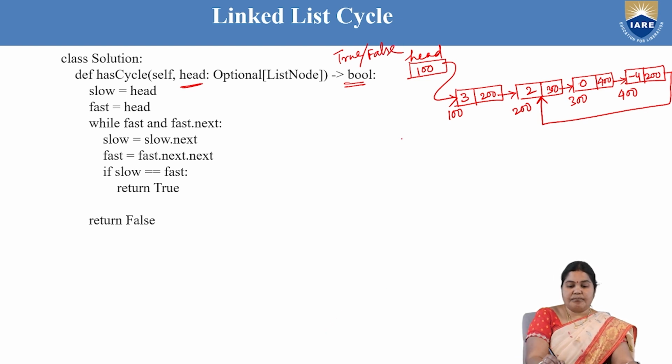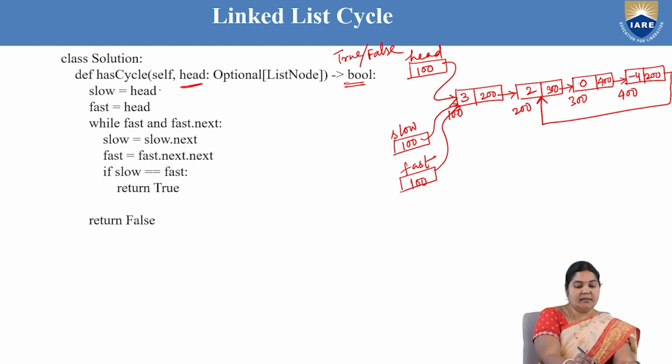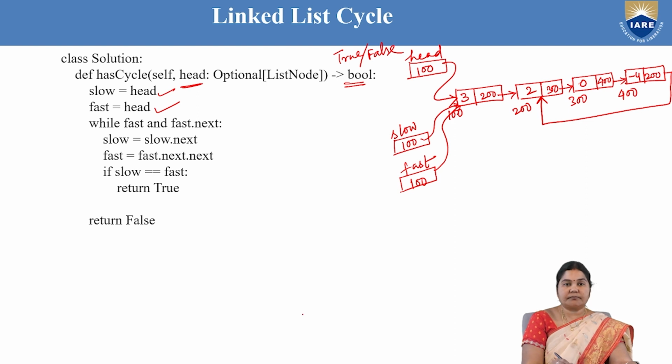Right. Now, as we have to solve using slow and fast pointer approach, let us take 2 pointers. One is slow and one is fast. Initially, slow is equal to 100 and fast is equal to 100. That means slow and fast both are pointing to the first node. Right? This is the statement we understood. Now, how far you have to traverse? When will you say that the linked list is having a cycle?